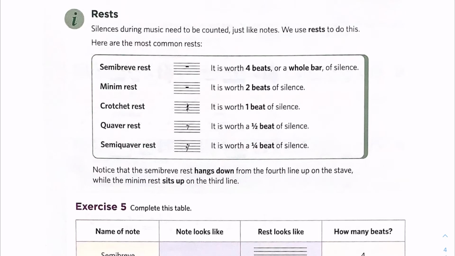Next, we have rests. Silences during music need to be counted just like notes. We use rests to do this. Here are the most common rests.